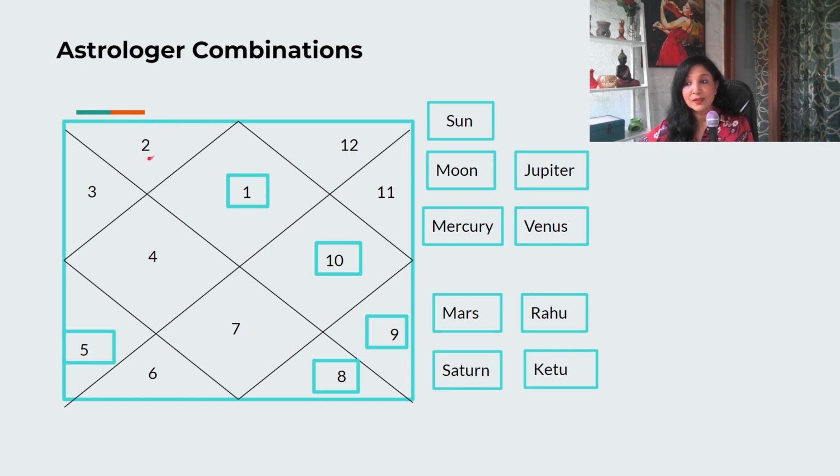So if this house is very strong and getting involved in your script, and if Sublord is also supporting, Jupiter is getting involved, that means Vak Siddhi is there. So this is very important house.